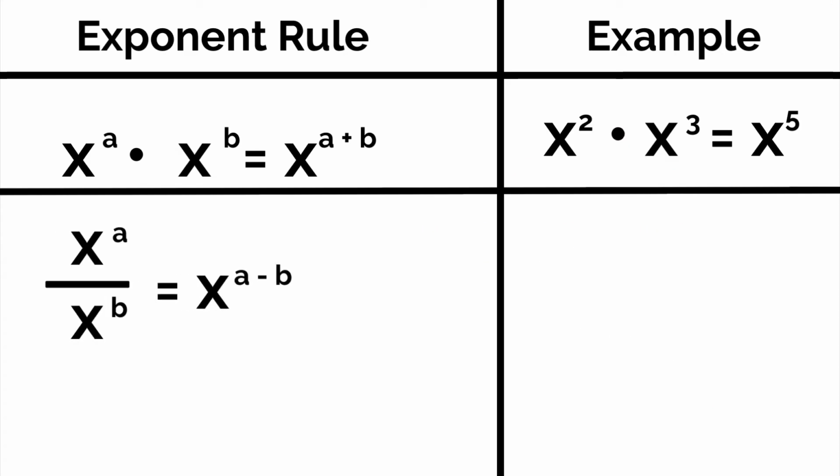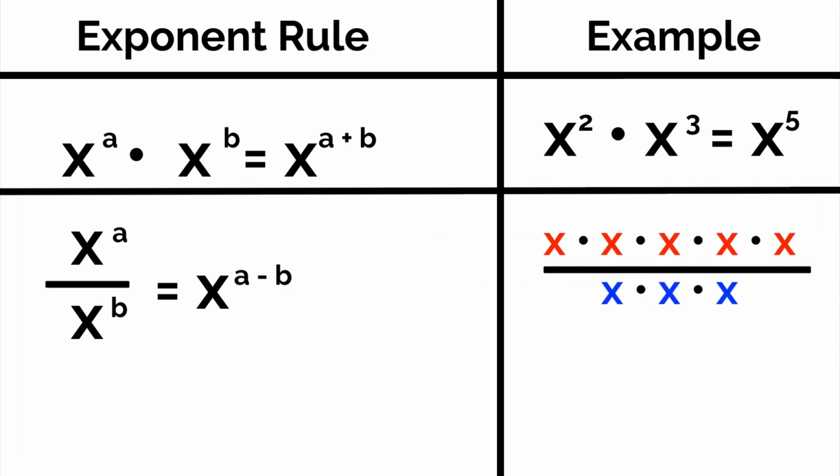For division, it's the opposite. x to the a over x to the b equals x to the a minus b. Again, this makes sense if we do something like x to the fifth over x to the third. If we do something like 5 x's over 3 x's, we can see that 3 of the x's cancel. The number of x's left is the number of x's on the top minus the number of x's on the bottom. Hence, x to the a minus b.